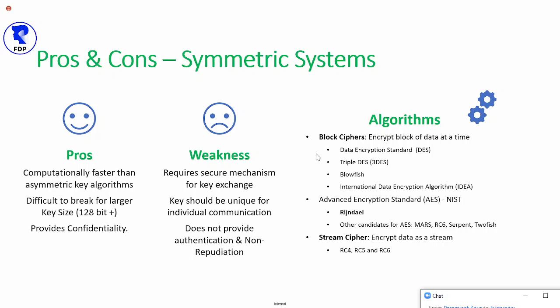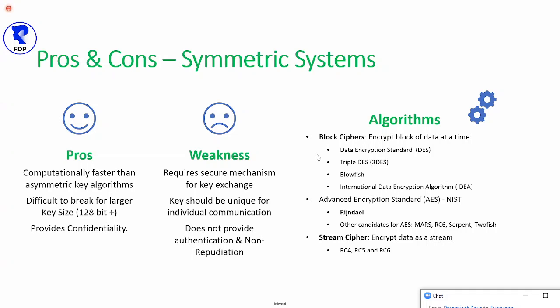There are two ways of implementing symmetric key cryptography. One is using block ciphers, where you take a block of data. It is recommended to use block ciphers when you know the length of the overall message or data. If you know that, you can convert it into blocks of data and then encrypt each block one at a time. Some of the popular ones are the Data Encryption Standard.